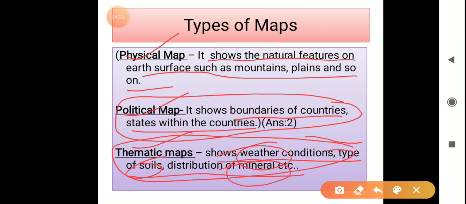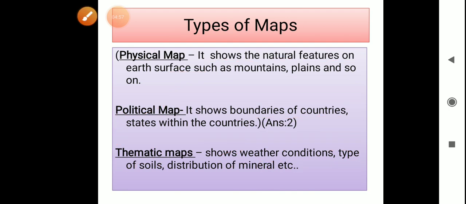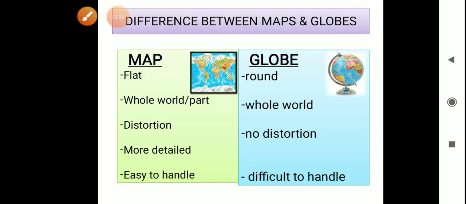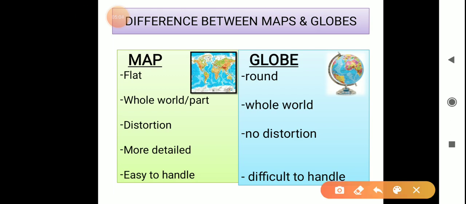Now we are moving to the next part of our video, difference between maps and globes. Here you will learn about the difference between maps and globes. The main differences are listed below. A map is flat. A globe is round. A map shows the whole world or a part of it, but a globe always shows the whole world.